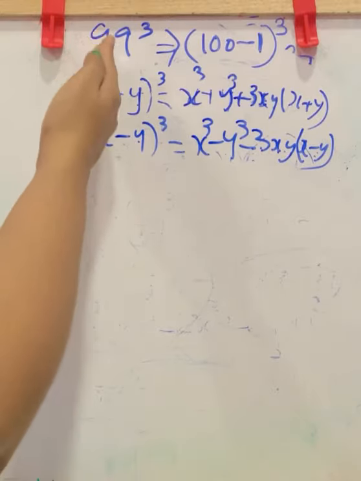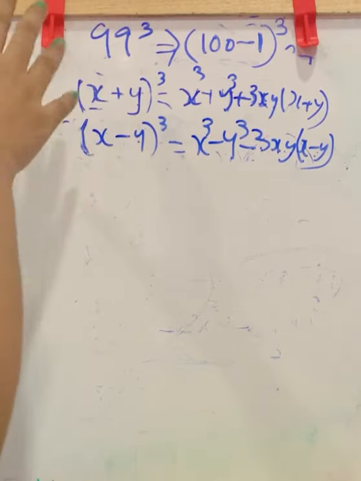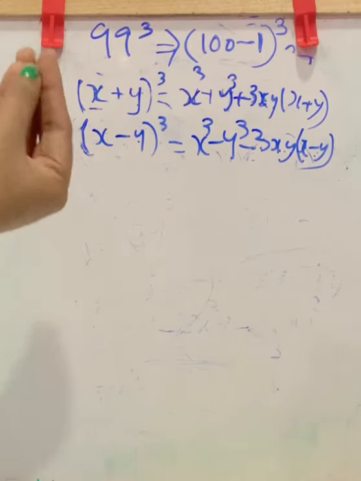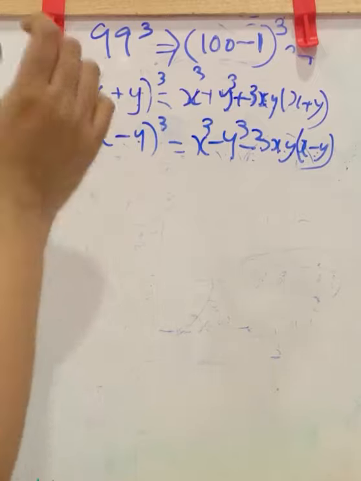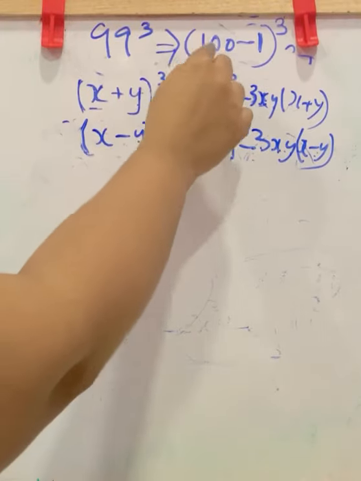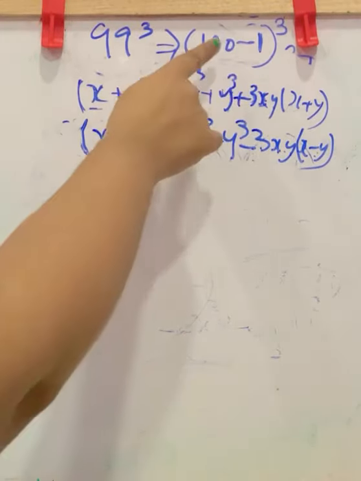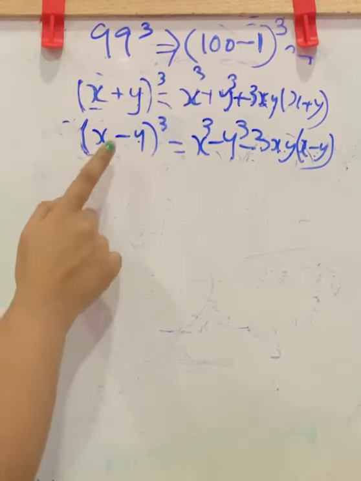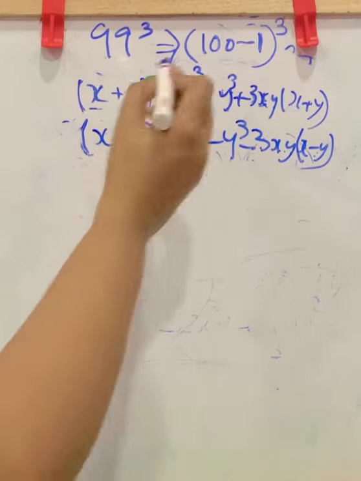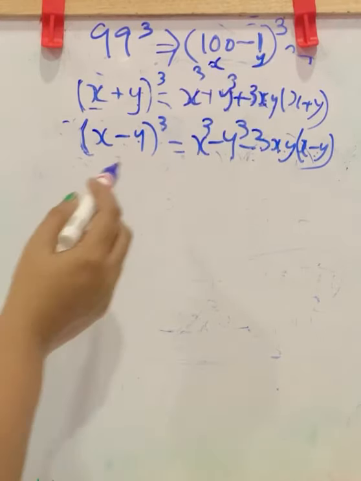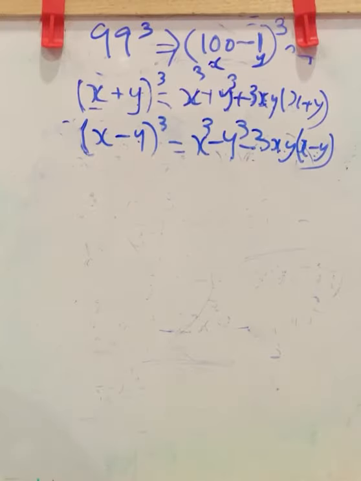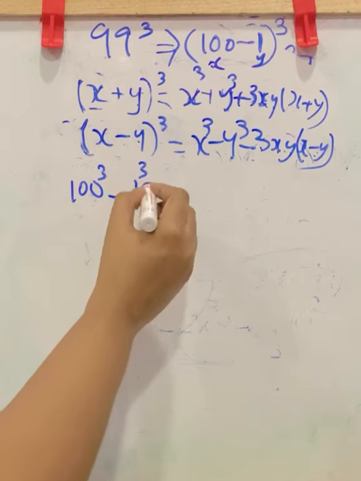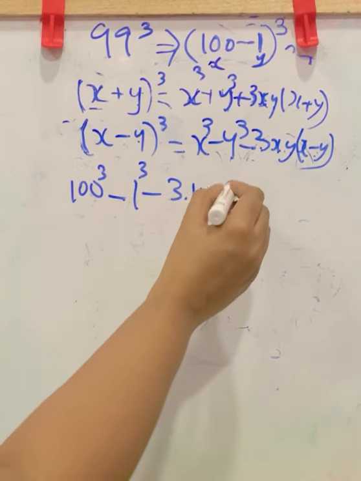You can take any of the splitting method, that is 99, you can split like 97 plus 2 or 98 plus 1 or 95 plus 4, like that. But better you do with some numbers ending with zeros. That is here 100 minus 1 whole cube is 99 cube. That is this x minus y whole cube. Here x is 100, y is 1. Substituting in this identity, x cube, that is 100 cube minus 1 cube minus 3 into 100 into 1.